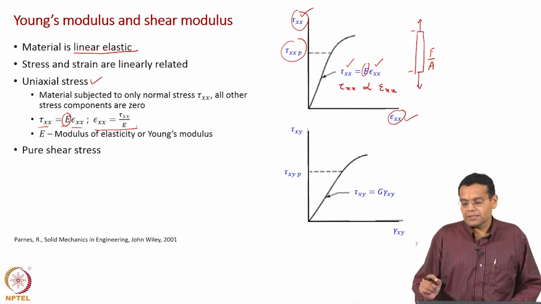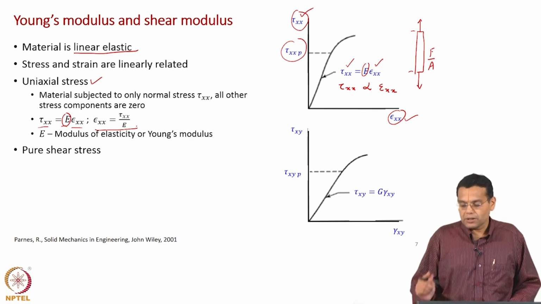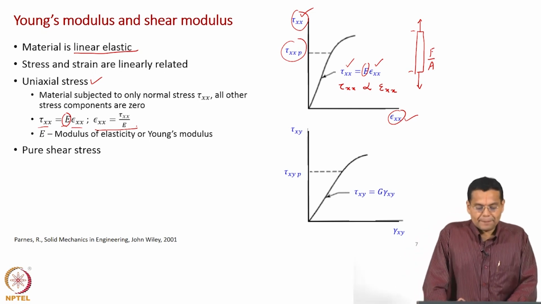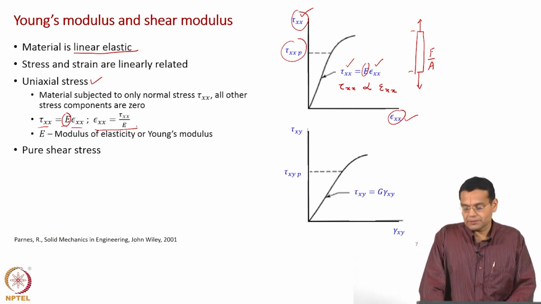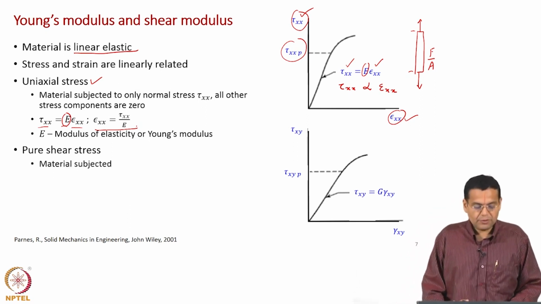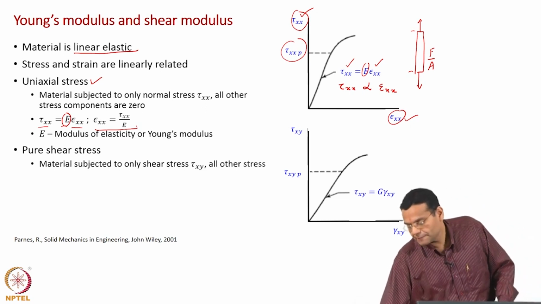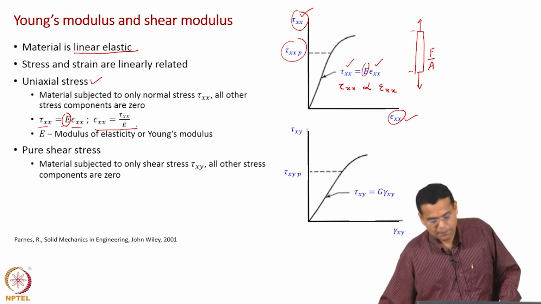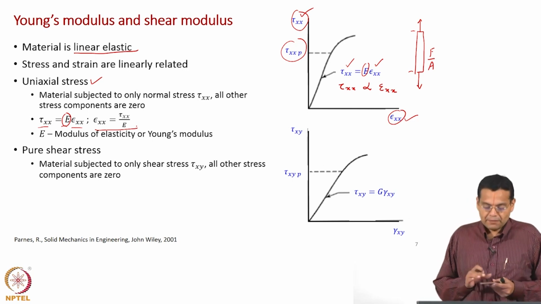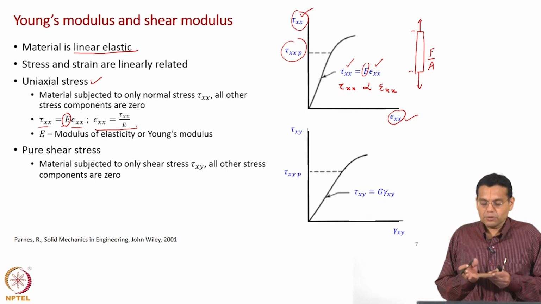Okay. We discussed the case where there is only normal stress along only one direction. We will discuss now the case of pure shear stress. Okay. Now, what do we mean by that? The material, let us say you have a plate. What do we mean by pure shear stress? We have a material and then we subject it to pure shear stress.